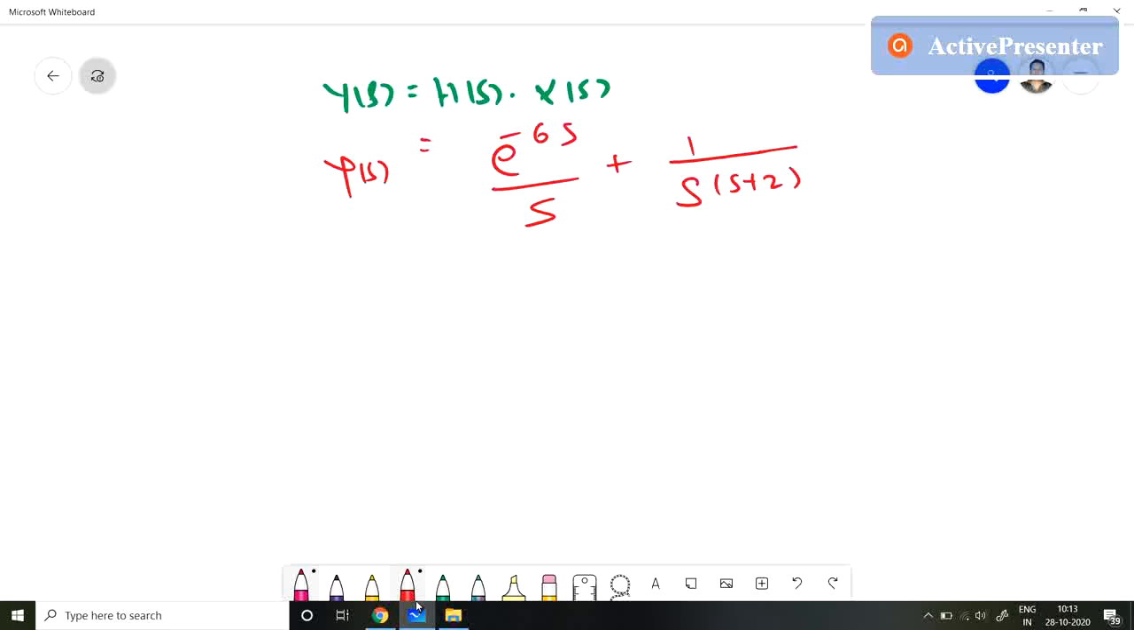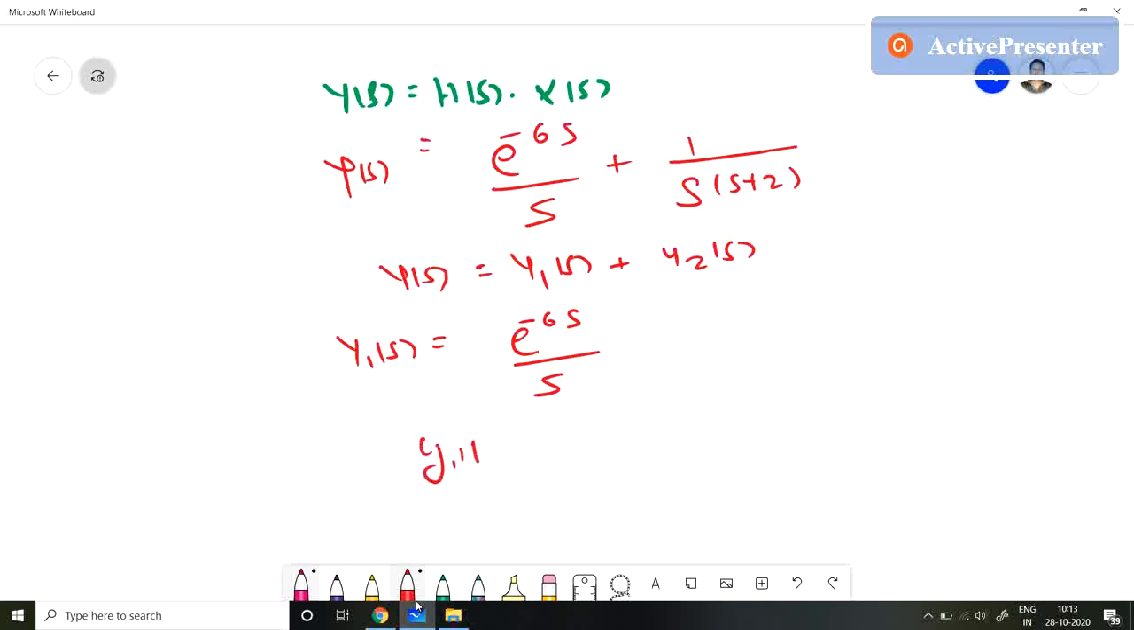Now suppose this is Y1(s) plus Y2(s). This Y(s) we can write as Y1(s) and Y2(s). So Y1(s) is e raised to the power minus 6s divided by s, and y1(t) is written as u(t minus 6). Please check this. So y1(t) is u(t minus 6), and we can solve Y2(s) also.